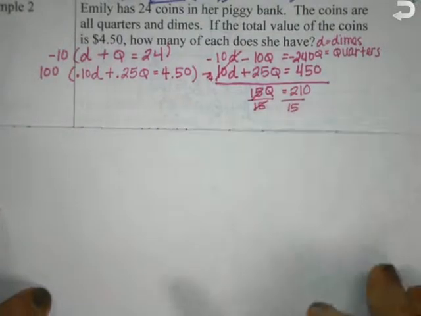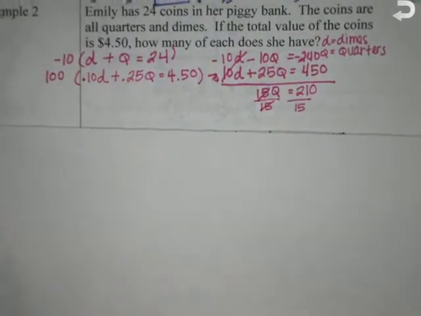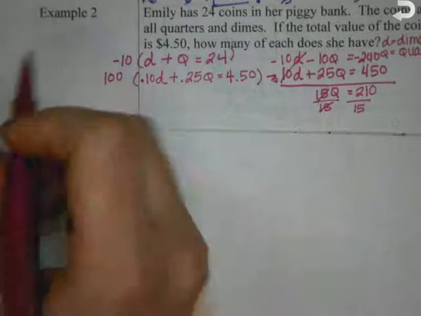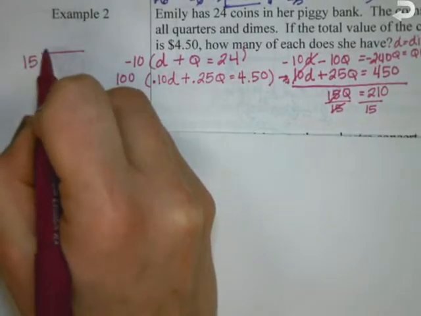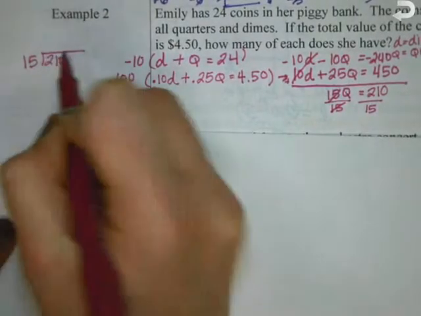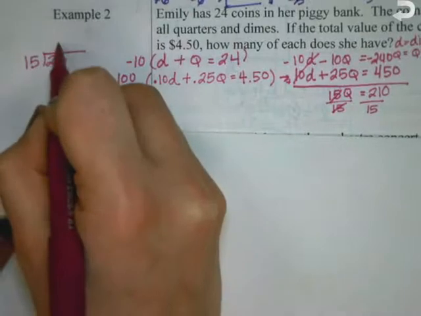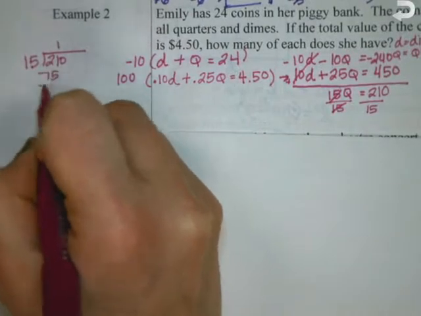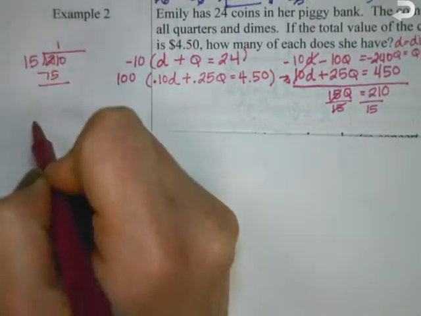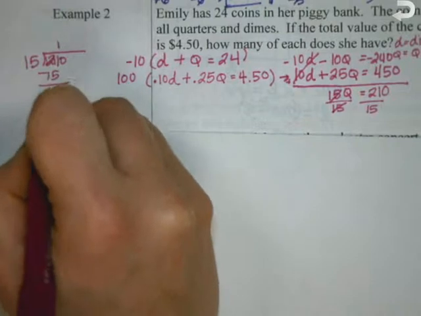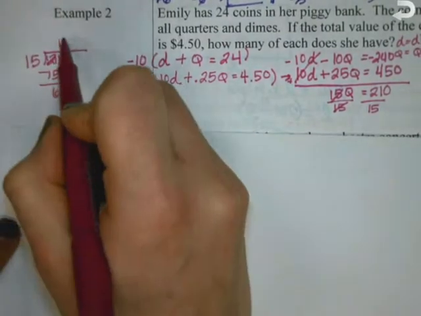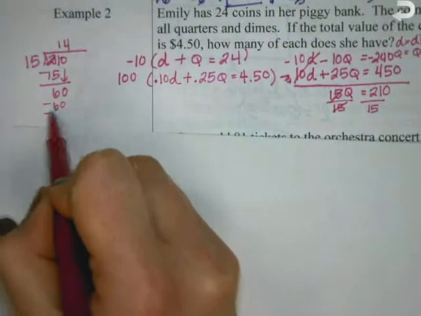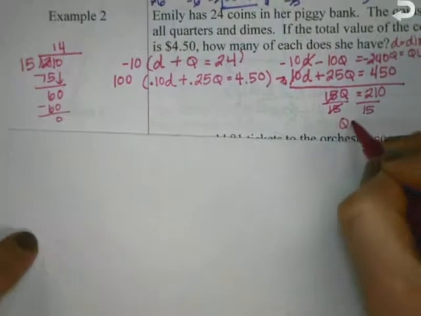So 15 goes into 210. 15 goes into 21 once. So that gives me 60. And 15 goes into 60 4 times. Okay, so Q equals 14. So we have 14 quarters. Box that so you don't lose it.